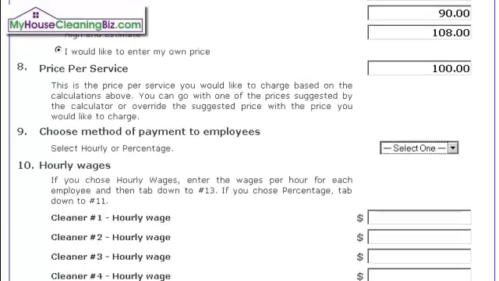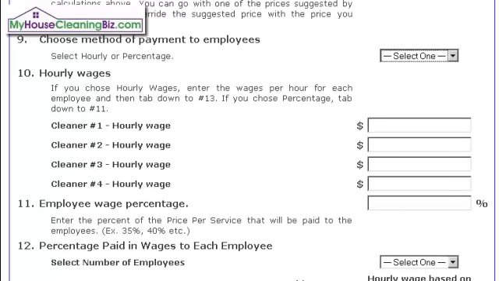Alright, so the next thing it does is it moves you down so you can estimate what your expenses are going to be. And we're going to start with paying our employees. Now for residential, you're either going to pay them hourly, or a lot of companies pay by the percentage. So let's just use hourly for our first example. So you can enter the hourly wage of up to 4 cleaners. So let's say we've got 2 cleaners on this job, and we're going to pay, one gets paid $10 an hour and one gets paid $10.50 an hour.